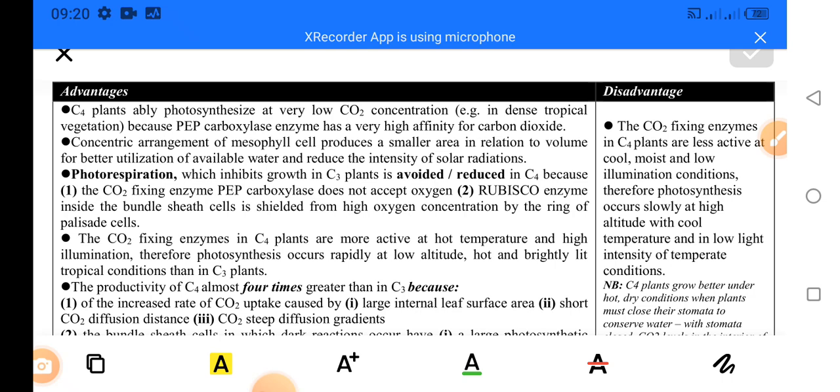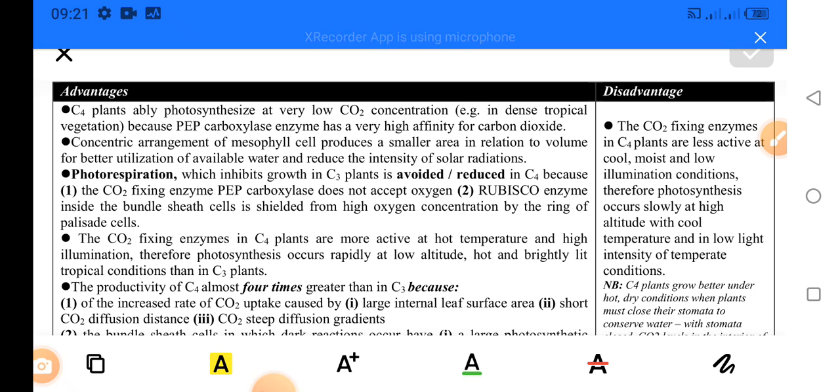We looked at the concentric arrangement when we were looking at the leaf anatomy. Then we can also consider photorespiration, which inhibits growth in C3 plants, is avoided or reduced in C4 plants because of the following. One, the carbon dioxide fixing enzyme PEP carboxylase does not accept oxygen. Two, the rubisco enzyme inside the bundle sheath cells is shielded from high oxygen concentration by the ring of the palisade cells.